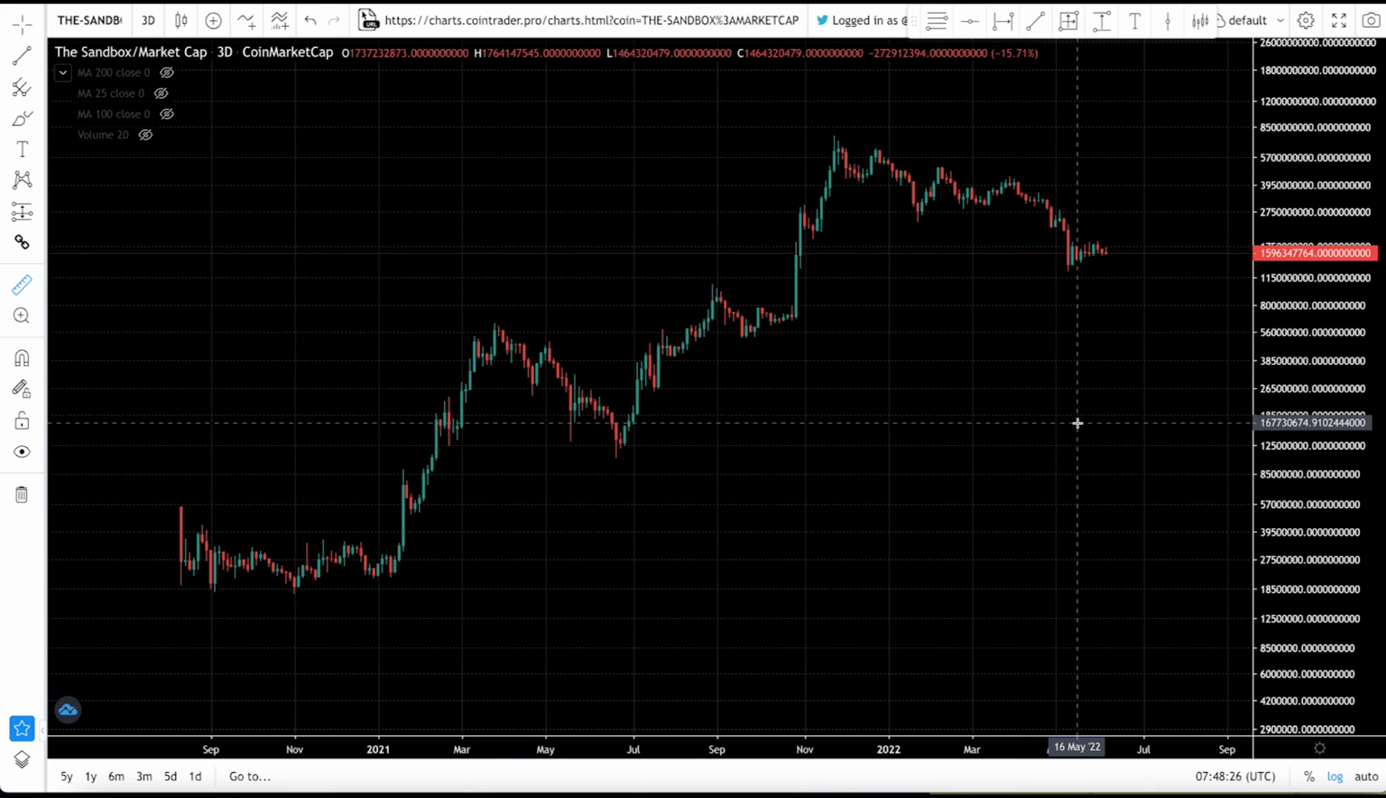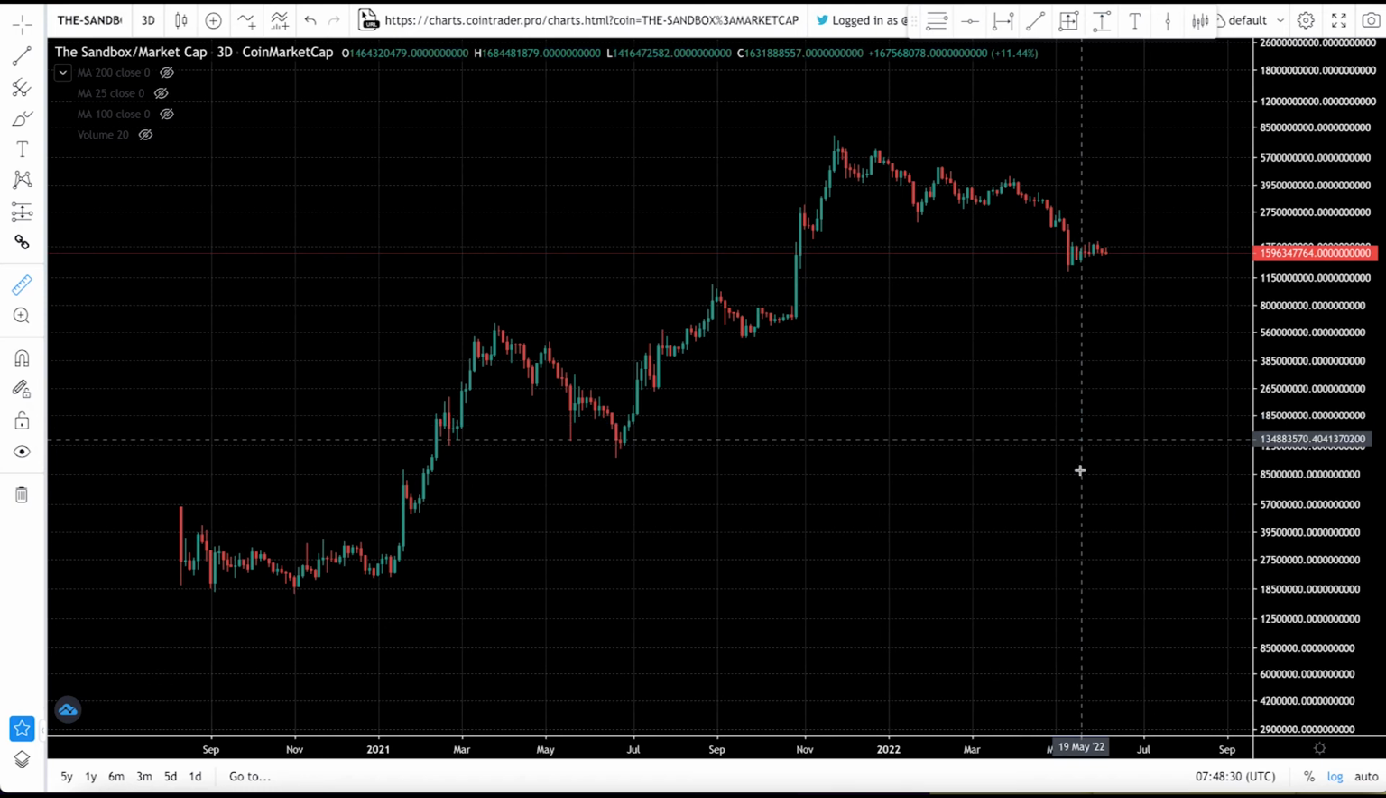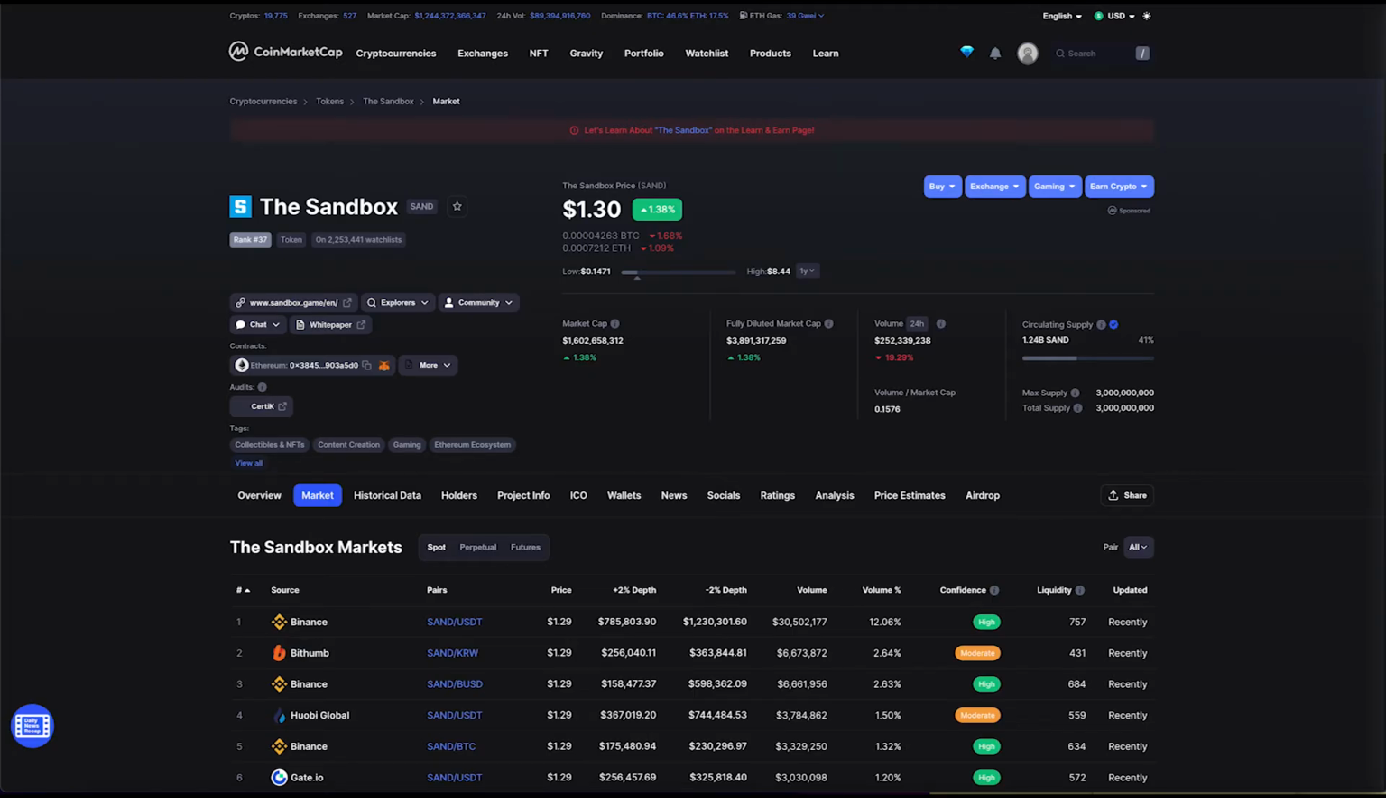Now guys, another interesting fact is that the Sandbox market cap chart can be increasing while the price might not actually be increasing. You might be wondering, how is that possible? Guys, remember, we only have 41% of the total coins in circulation. You can see that the fully diluted market cap of Sandbox is around $3.8 billion, but the market cap is at $1.6 billion. It is because all the coins are not in circulation. So when a lot of these coins start coming into circulation, you might be seeing the market capitalization of Sandbox increasing, but the price might not actually be increasing.